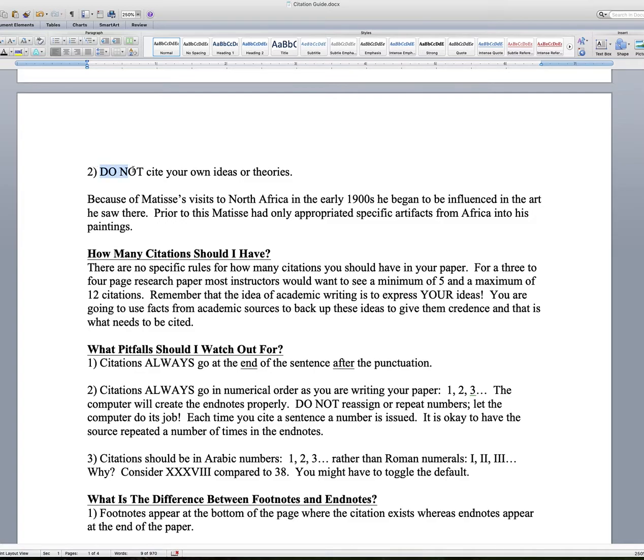You're also not going to cite your own ideas or theories. So I stated in a thesis that because of Matisse's visits to North Africa in the early 1900s, he began to be influenced in the art he saw there. Prior to this, Matisse only appropriated specific artifacts from Africa into his paintings. So if you create your own idea or your own theory, you don't have to cite that.